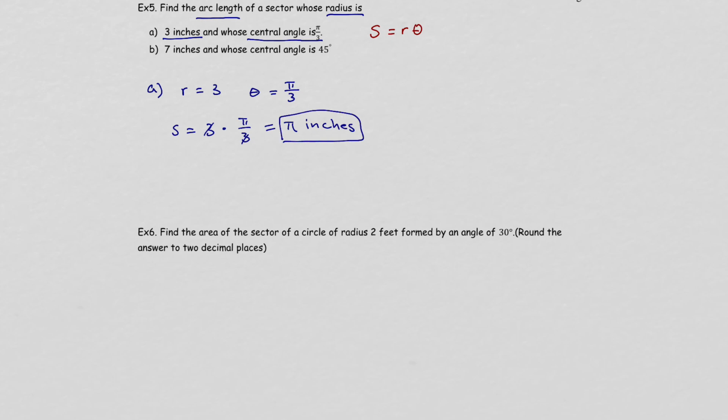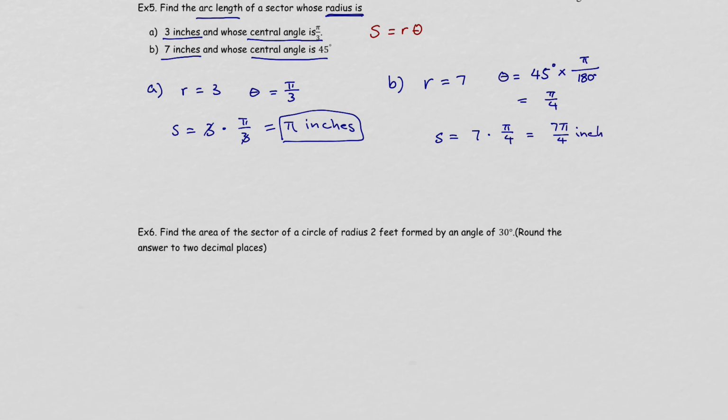of that given problem. What about B? The radius is 7 inches and the central angle is 45. So let's just write down what I have. R is 7, theta has to be in radians form, but you have a degree given, so let's convert that to radians. And it gives you pi over 4. Once it is in radians form, then let's replace it into the formula. It gives you 7 pi over 4 inches of arc length on that problem.